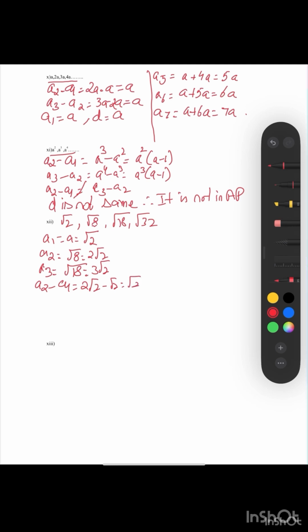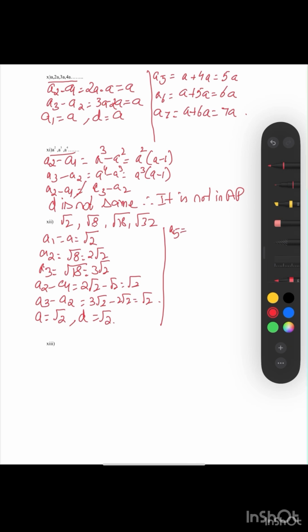Now over here, A2 minus A1 is 2 under root 2 minus root 2, which is root 2. Similarly, A3 minus A2 is 3 under root 2 minus 2 under root 2, which is again under root 2. So since the difference is the same in all cases, A2 minus A1 is A3 minus A2, the series is in AP with the first term A being root 2 and difference also being root 2.